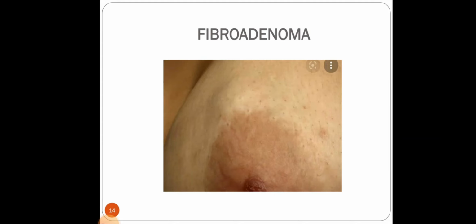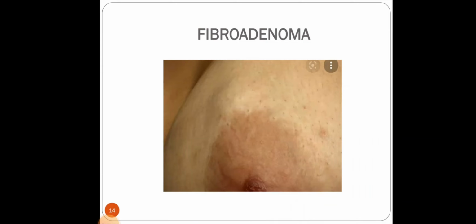And the investigations we can go for, as already told, are mammography, FNAC, then USG. These kinds of investigations can be suggested. And the treatment is mainly excision of the lump.